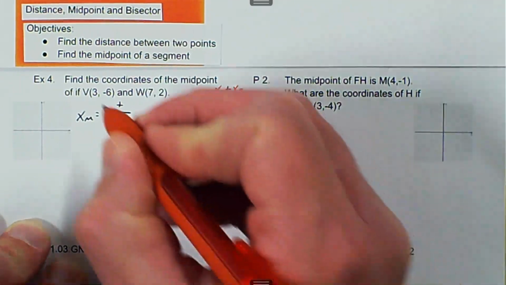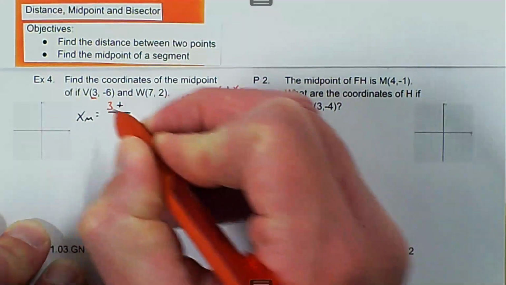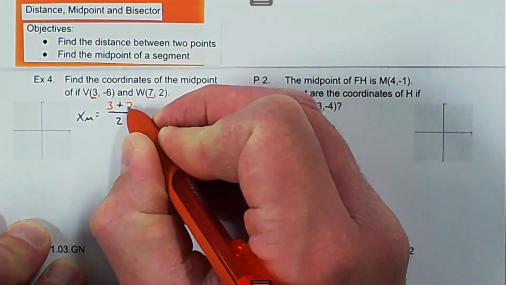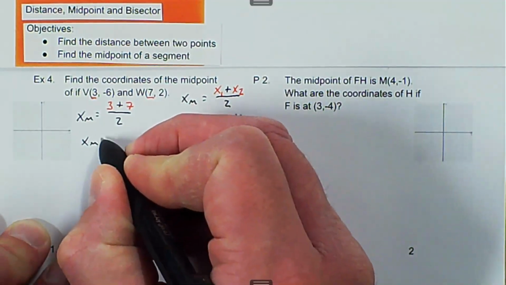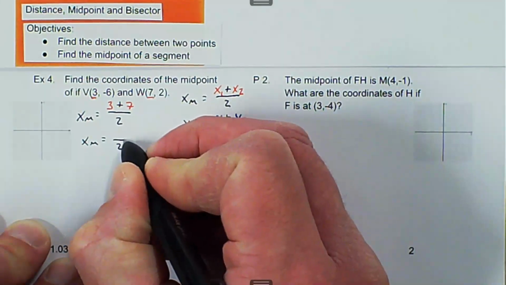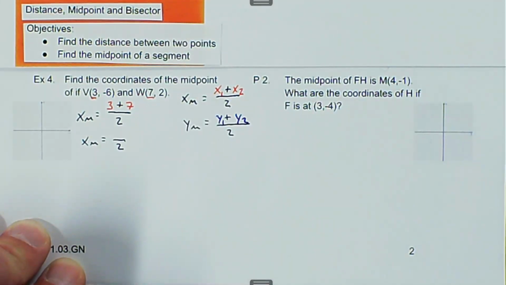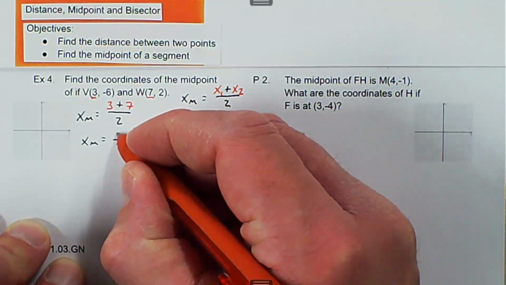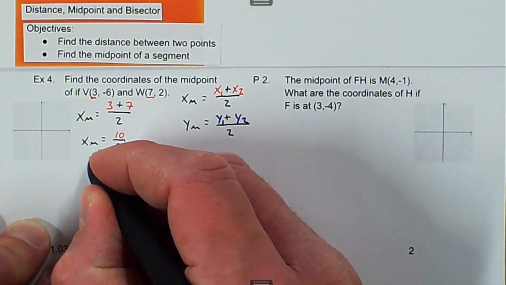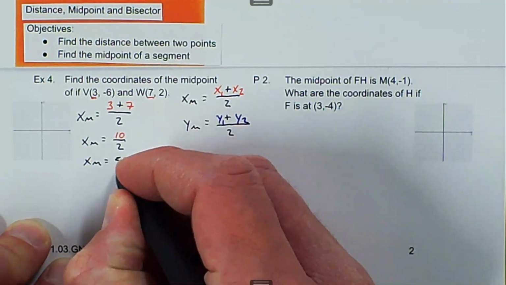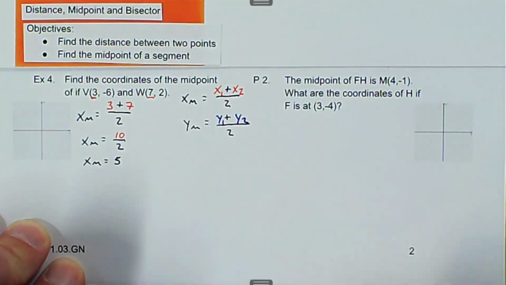So what are the x sub 1? x sub 1 is 3. x sub 2 is 7. Then we can add those together. We're still going to divide by 2. 3 plus 7 is 10. 10 divided by 2 is 5. So our midpoint for our x value is 5.